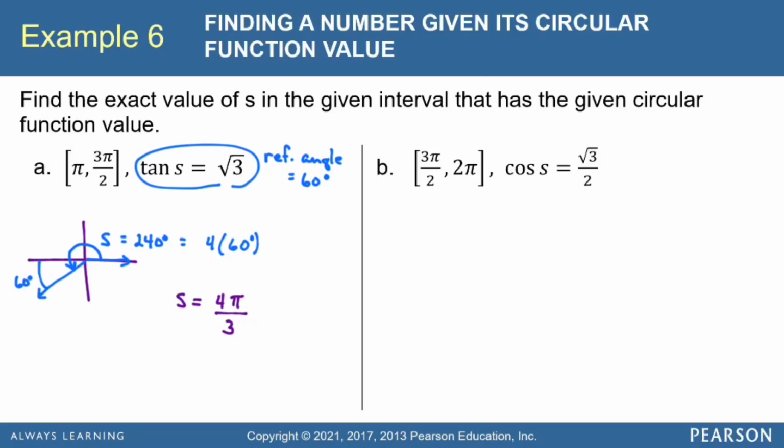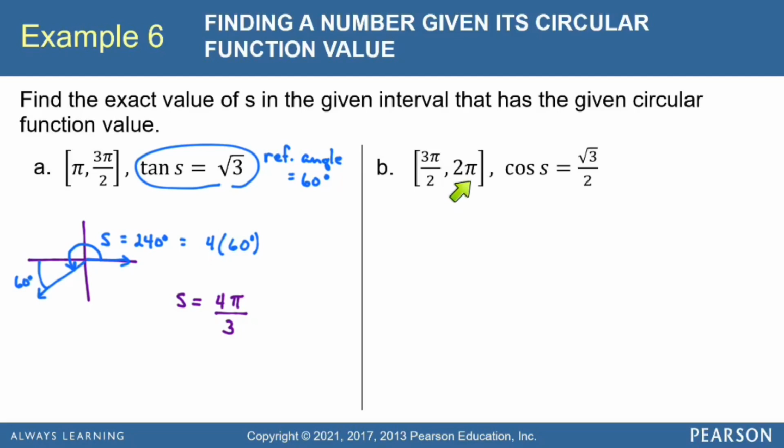Now let's take a look at part B. This time we're supposed to find an angle in the interval from 3 pi over 2 to 2 pi radians, and the cosine of this angle is square root of 3 over 2. Now 3 pi over 2 radians is 270 degrees. 2 pi radians is 360 degrees.